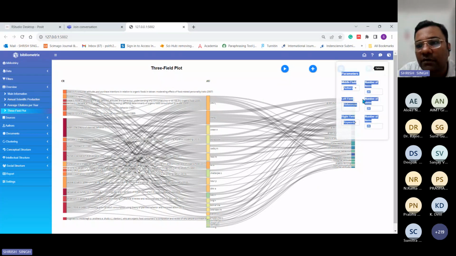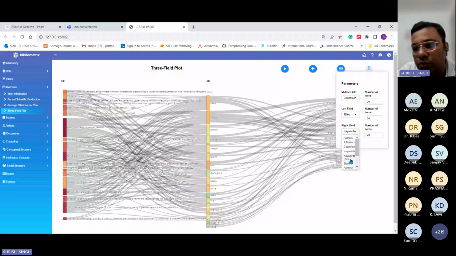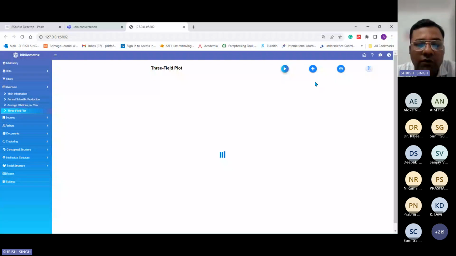Suppose you were saying that the first parameter should be country. So you can use in middle country. Then you want to put the titles in the left hand side, so you can use the title. And on right hand side, if you want to use the keywords, so this is the keywords. After doing so, you have to run it once again, and you will find the next three field plot.